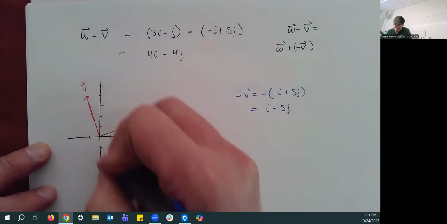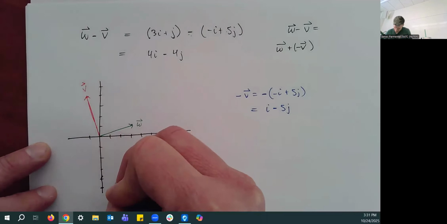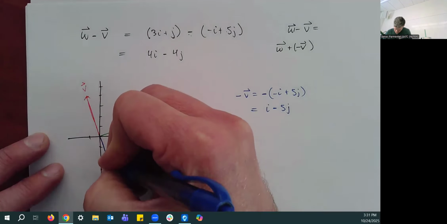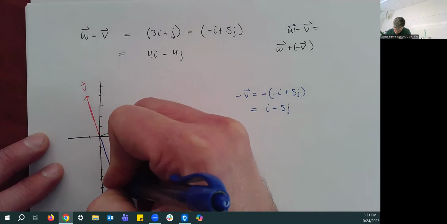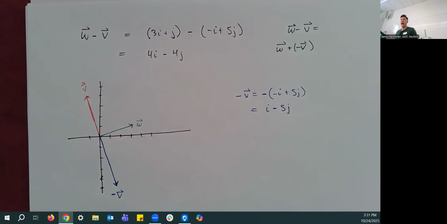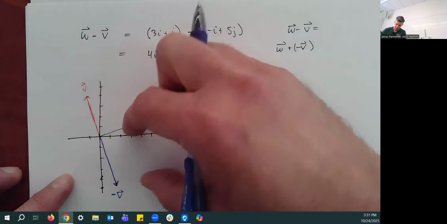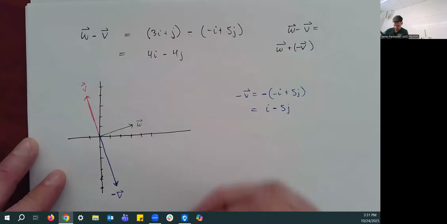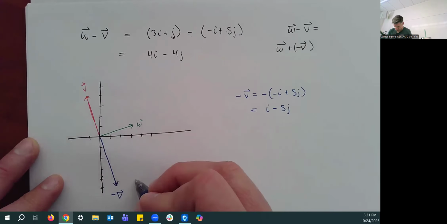They should point in exactly the opposite direction, so they should form a straight line. So there's my negative V vector. And now I can add W plus negative V in the way I added W plus V before, by putting negative V over here, like that. And let's make sure I end up at the right spot here. Yeah, that should be about right there.